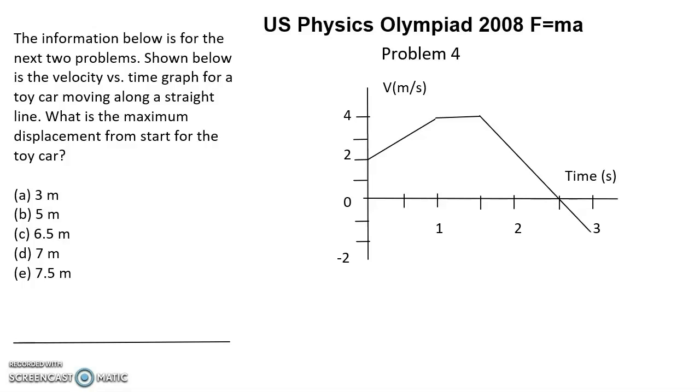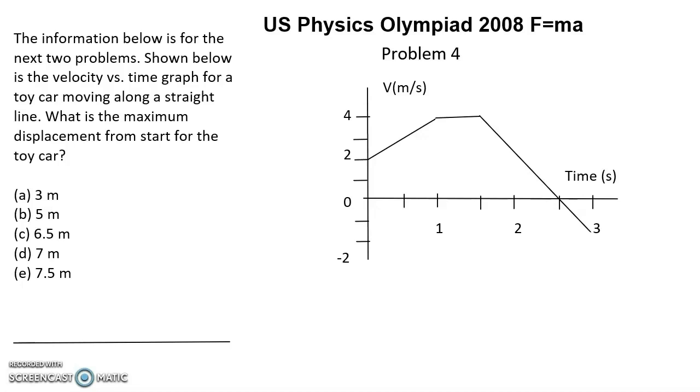Problem number 4. The information below is for the next two problems. Shown below is the velocity versus time graph for a toy car moving along a straight line. What is the maximum displacement from start for the toy car?